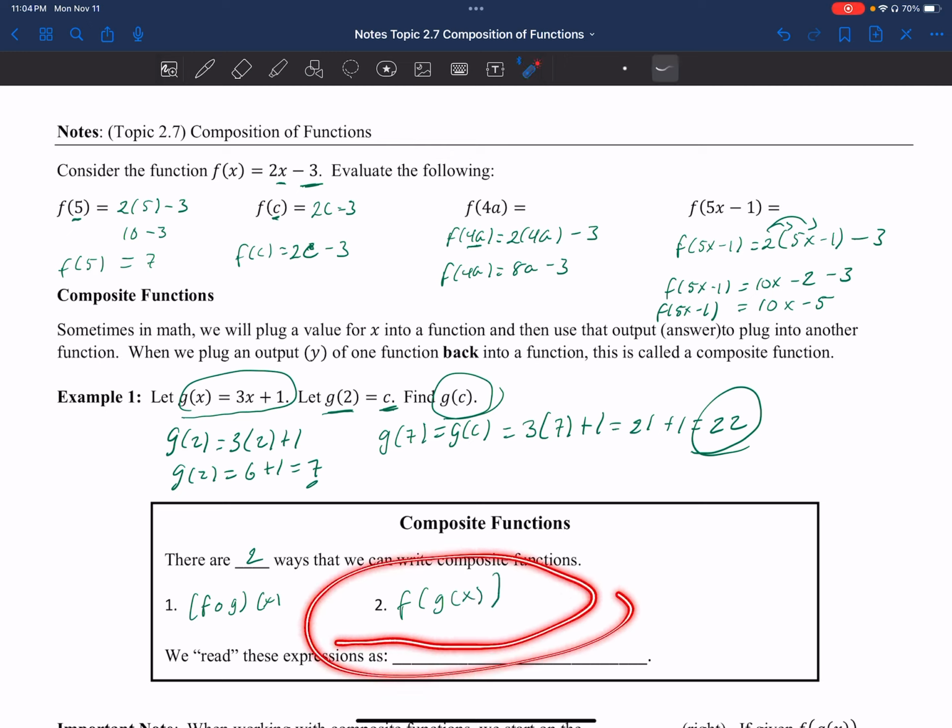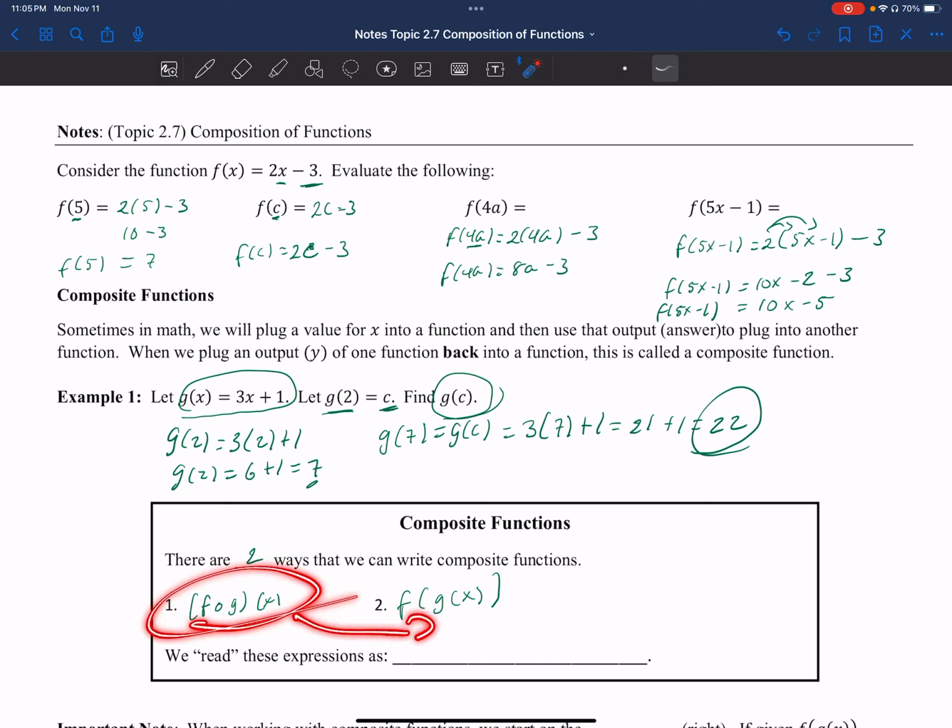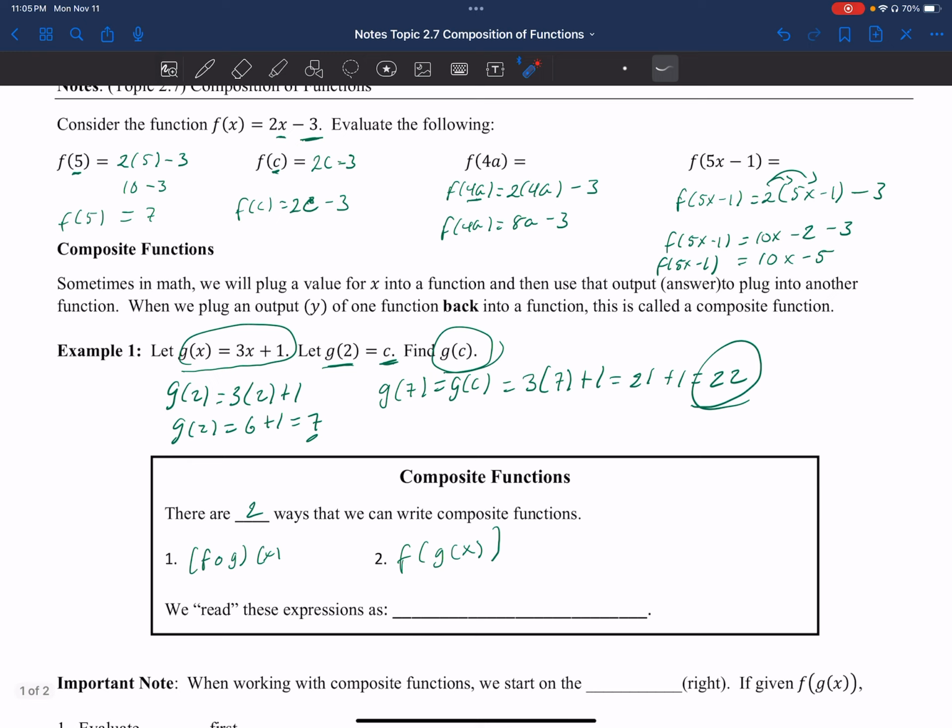Personally, I like this one better because it's easier to see and to know which one goes first. But you will see both on your AP test, so it's always good to rewrite from this form into this form, which is what I will be doing as we do the notes. So we will read this expression as f of g of x.